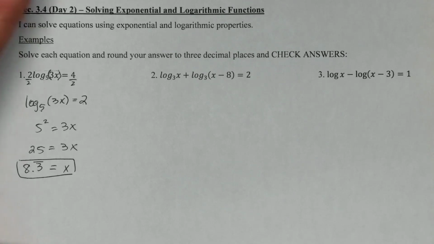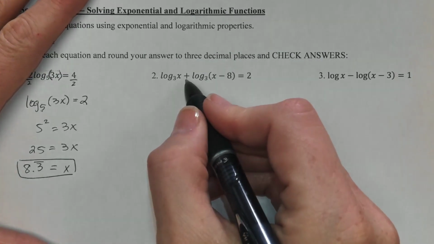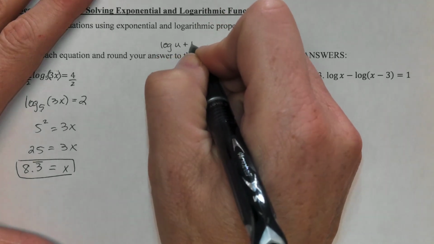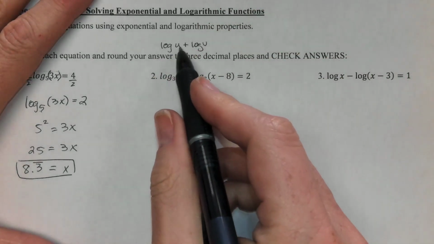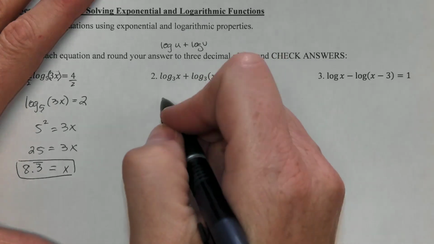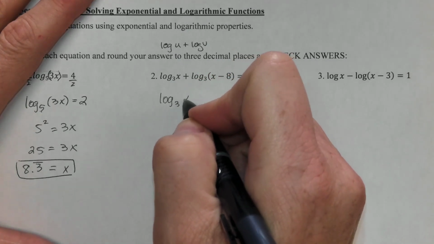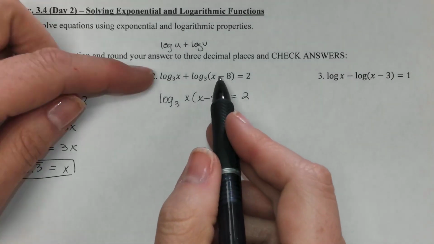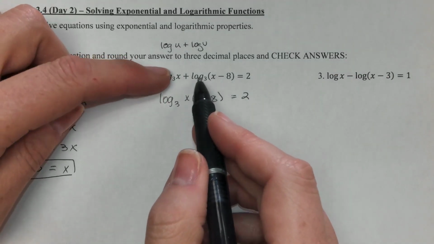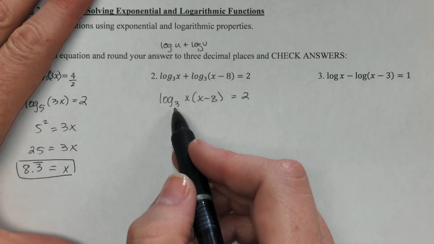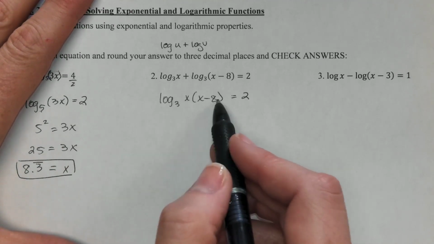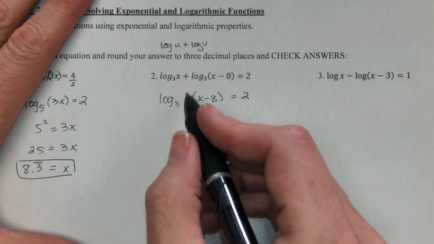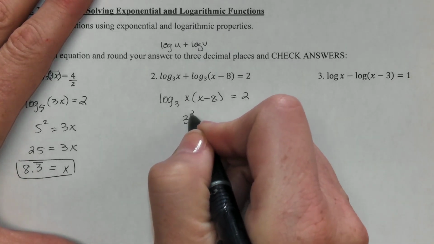The next one, I have 2 logs, and now these 2 logs are being separated by addition. So don't forget, not too long ago you were doing log u plus log v, and we just turned that into multiplication. So I'm going to do the same thing here. I'm going to have log 3 of x times x minus 8 equals 2. So kind of just smushing these 2 logs, condensing them together into one. Here I have just a single log with a quantity. It's isolated. There's nothing else on this side with it. So this is my opportunity to switch to exponential.